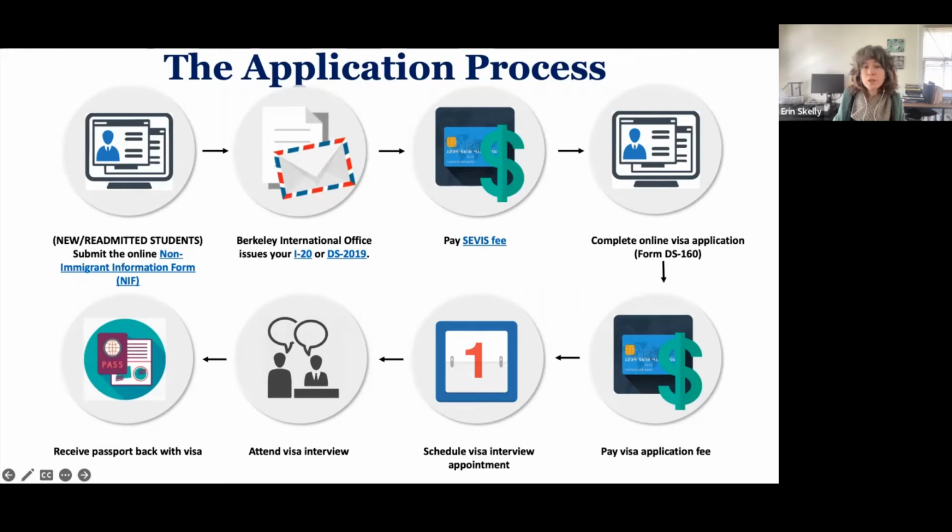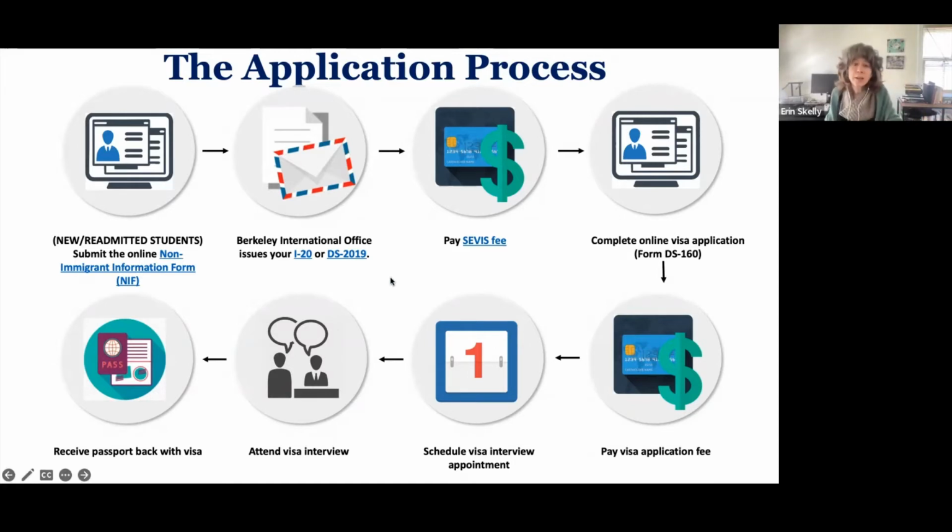So new students or readmitted students, if you are returning to Berkeley after a break, you need to submit the non-immigrant information form. You should see a task item in your CalCentral for the NIF, that's what we call it. If you click that task, it'll take you to the NIF and you have to complete that. That will trigger our office to issue you an I-20 or DS 2019, which is a certificate of eligibility to go and apply for student visa status.